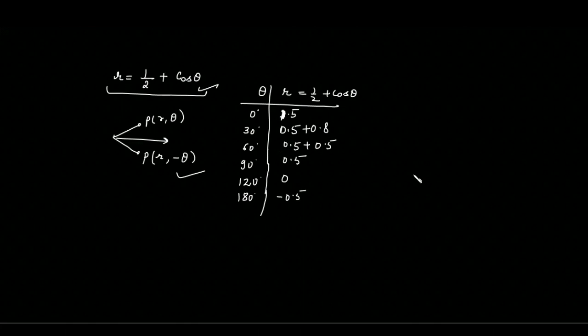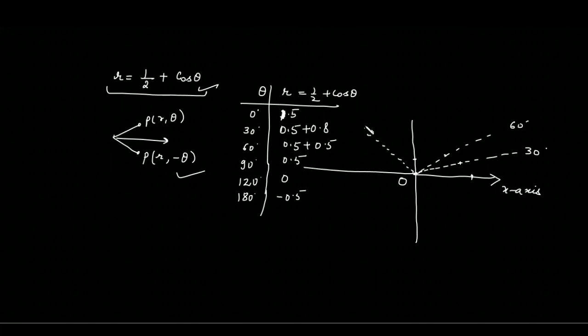So now you draw the graph. So this is your x-axis. At 0 the distance is 1.5. At 30 degrees it is 1.3 approximately. At 60 degrees it is 1. At 90 it is 0.5. At 120 it will become 0, and at 180 it is minus 0.5, so back distance. It means if you consider theta to be 150, it is again at back distance, some negative.